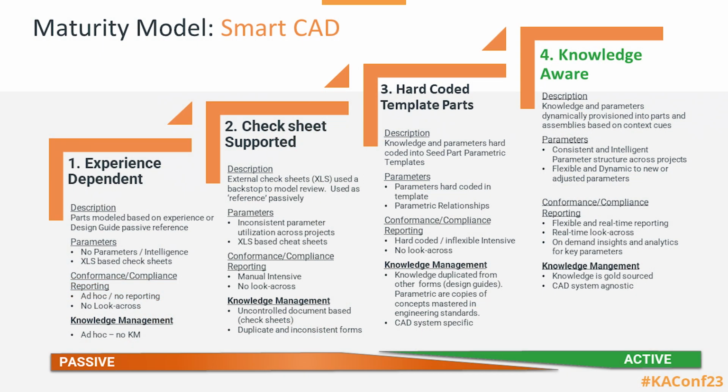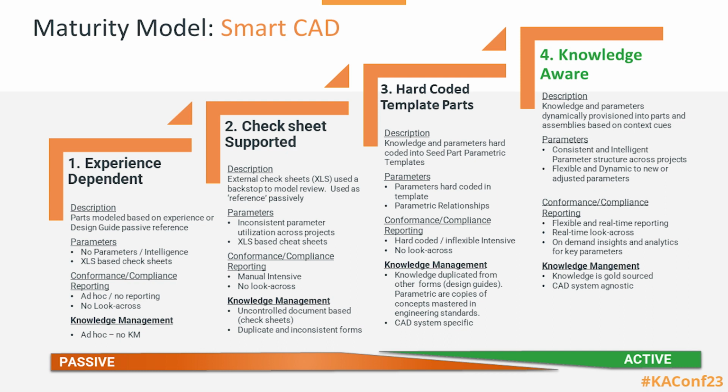So your next model, you're getting a little closer to active knowledge. Those first two were basically passive knowledge. There may be knowledge available, but it's only there if the person looks for it. When we get to hard-coded template parts, you have knowledge and parameters hard-coded into your seed parts, right? Your parametric templates. So you do have parameters, but they're hard-coded in the template. As far as reporting, you have your parameters, but they're hard-coded, so they're not flexible. If something happens, it's too bad.